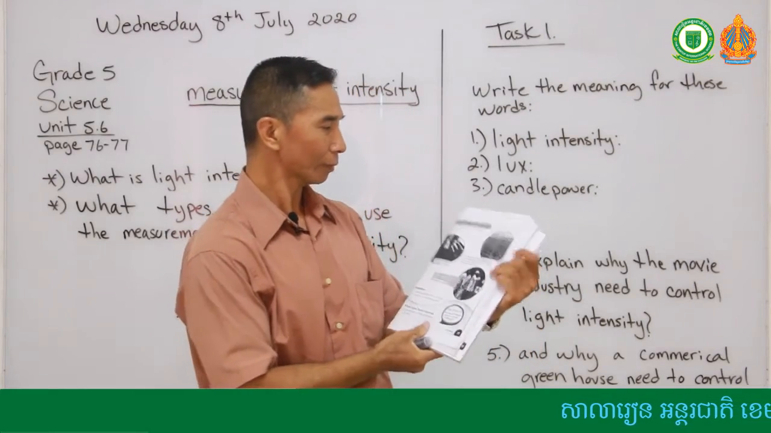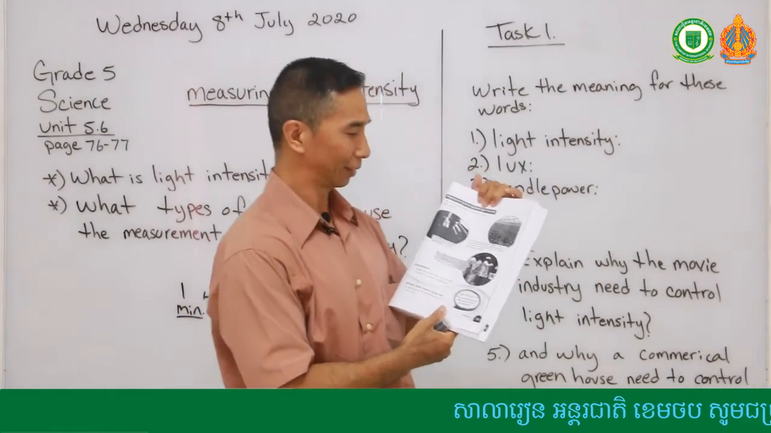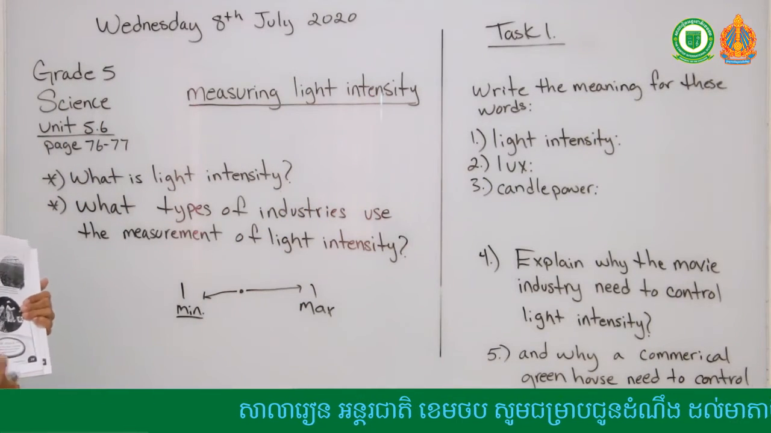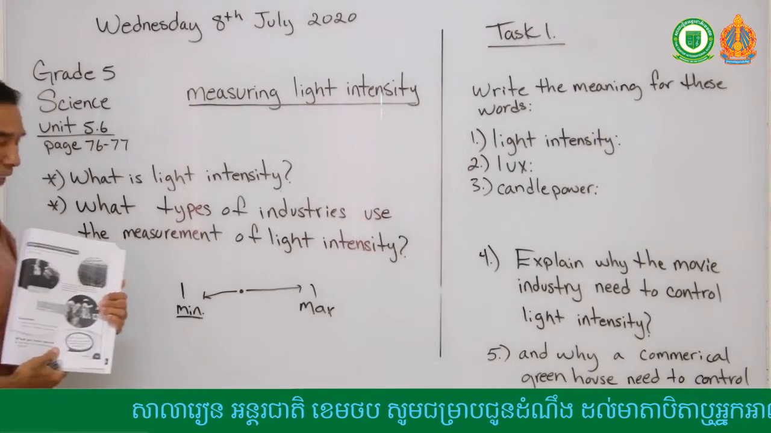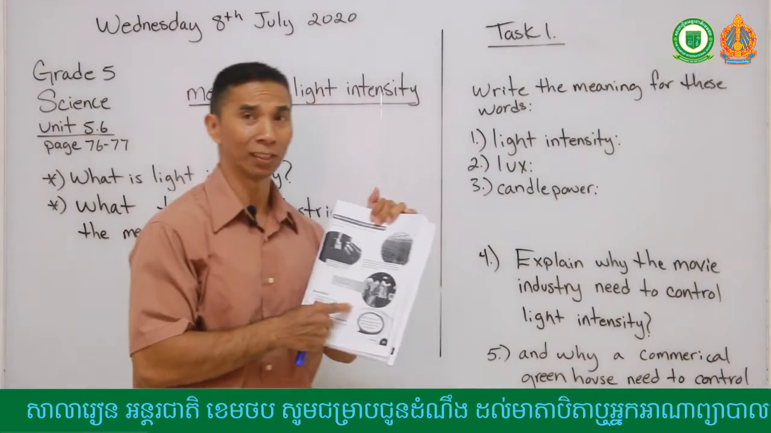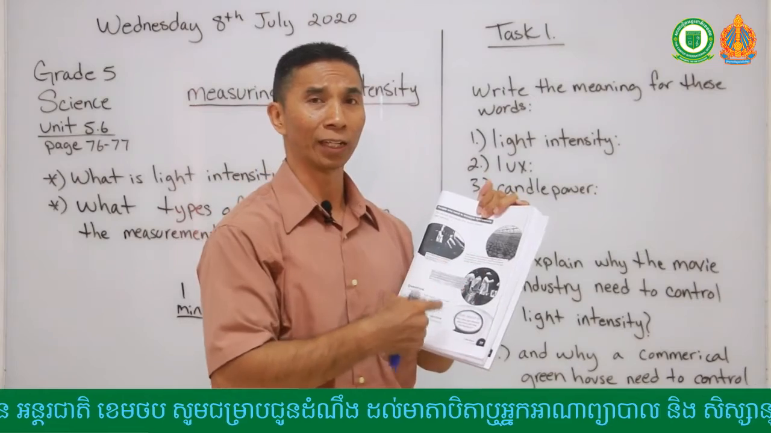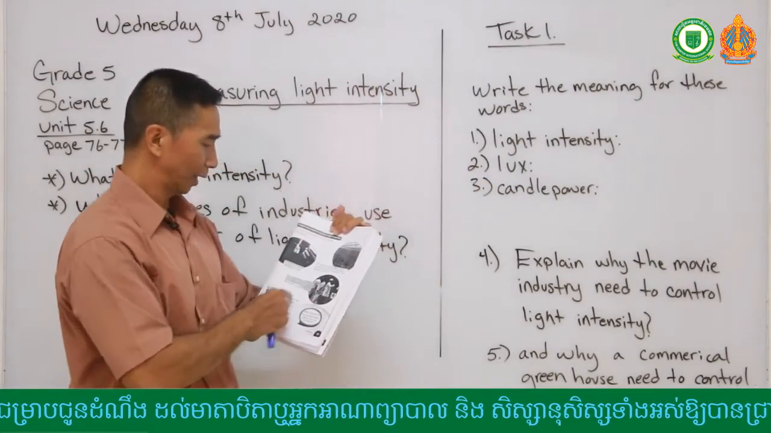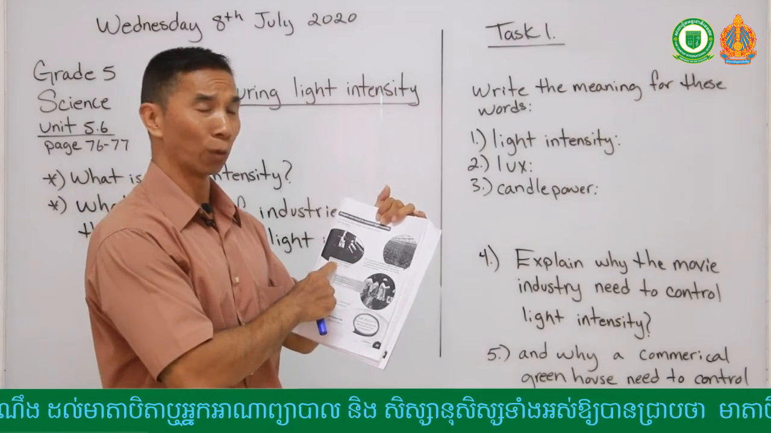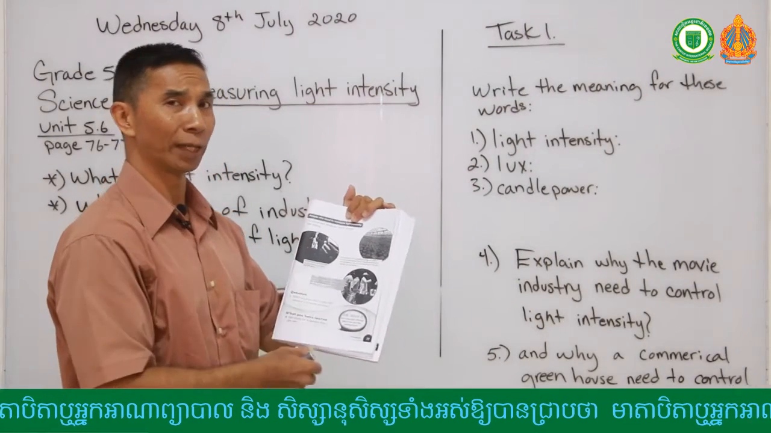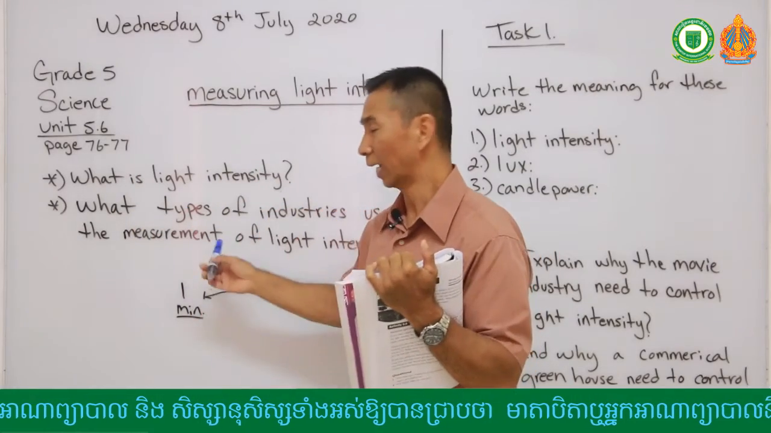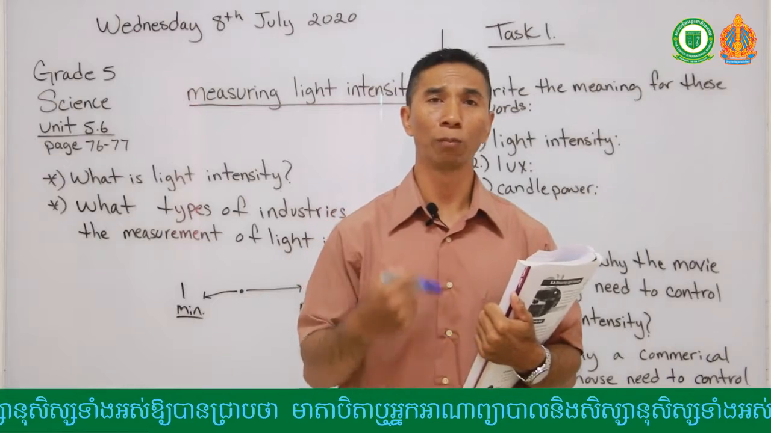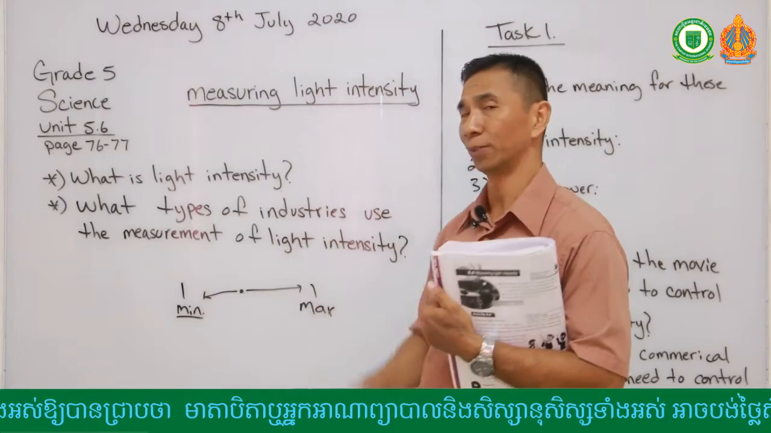Also on page 77, to answer your question number 2, what type of industries use the measurement of light intensities? Page 77 tells you a few companies or industries which use light intensities. As you see here, a filmmaker, a studio, or movie makers all use light intensities. Why, I might ask you, does a movie company or a movie production use the measurement of light?